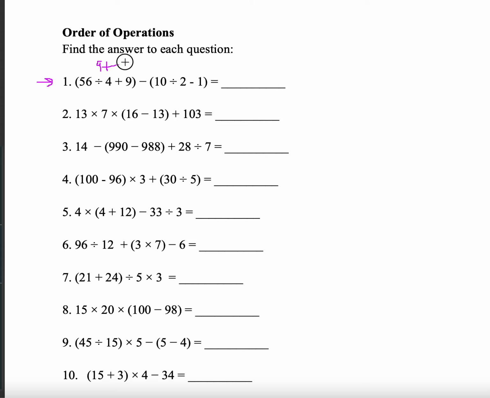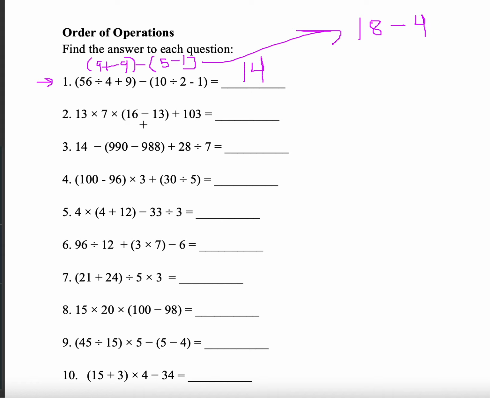So this turns into 9 plus 9. So we keep that there, and we solve the division here, 10 divided by 2, so that turns into 5 minus 1. That then, if we simplify it, turns into 18 minus 4, which is 14.